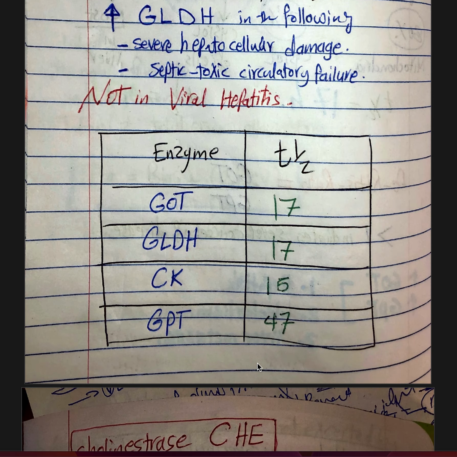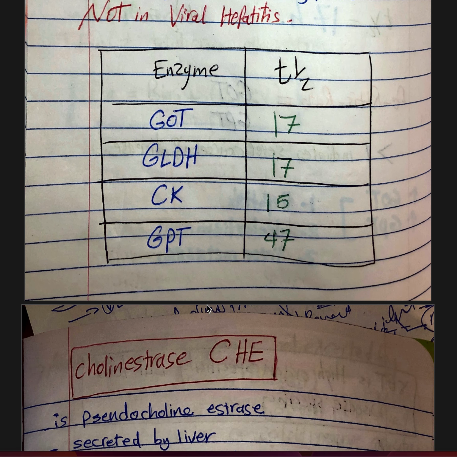Now we talk about the half-life of these enzymes: GOT/AST 17, glutamate dehydrogenase 17, CK creatine kinase 15, while the ALT takes a longer time, which is 47 hours. And then we go to the cholinesterase enzyme. Actually, not all of them are pseudocholinesterase. Cholinesterase is subdivided into two types: true cholinesterase and pseudocholinesterase.